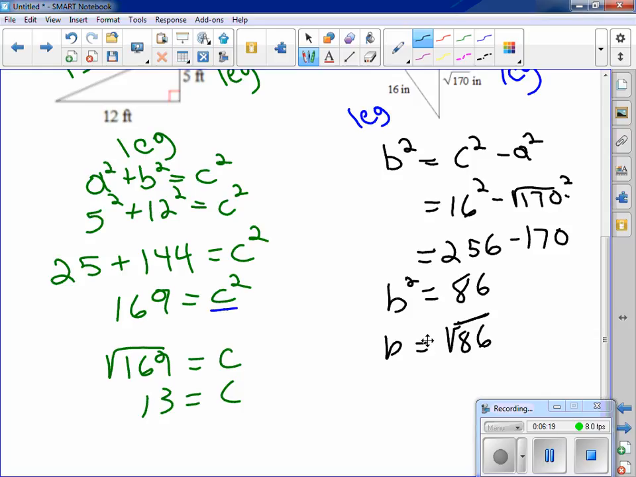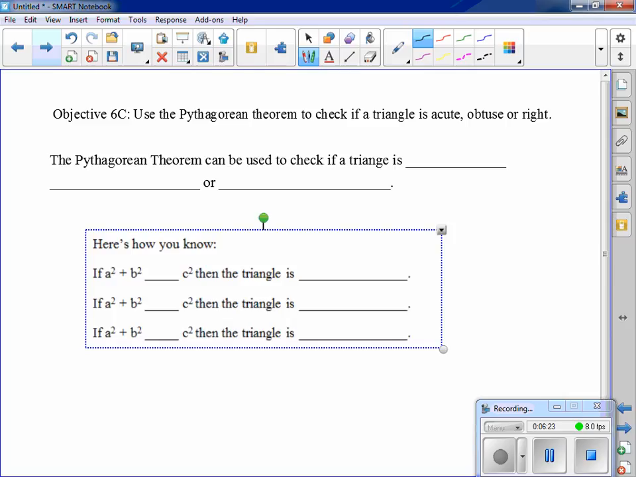So let's take a look at 6C. We're going to use the Pythagorean theorem to check if a triangle is acute, obtuse, or right. So obviously what we're going to fill in: the Pythagorean theorem can be used to check if a triangle is acute, obtuse, or right.